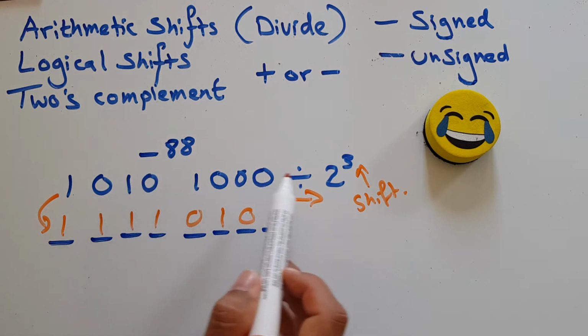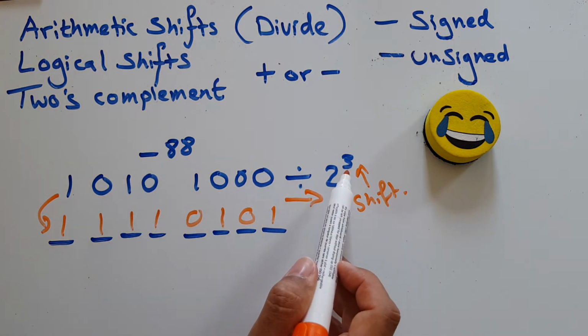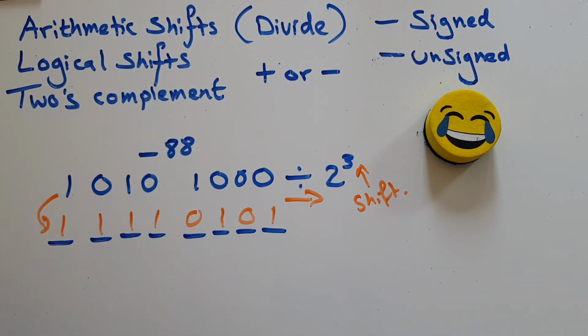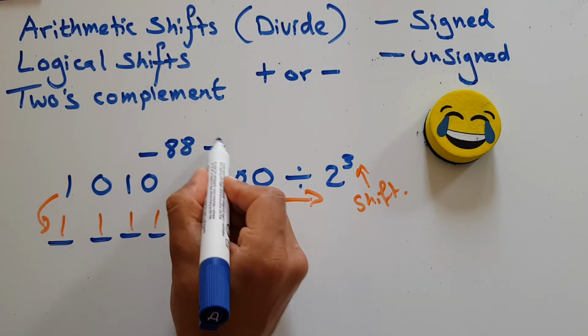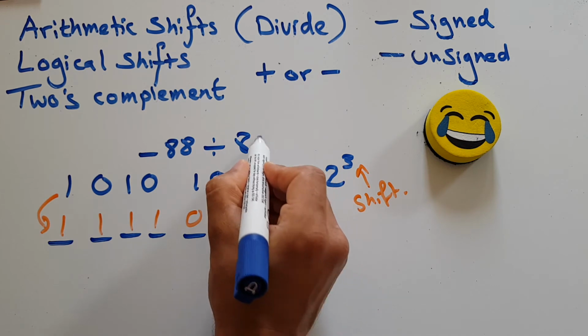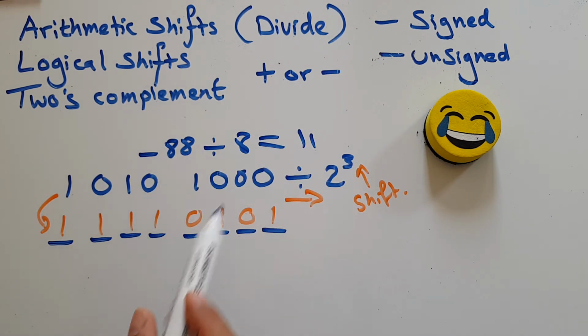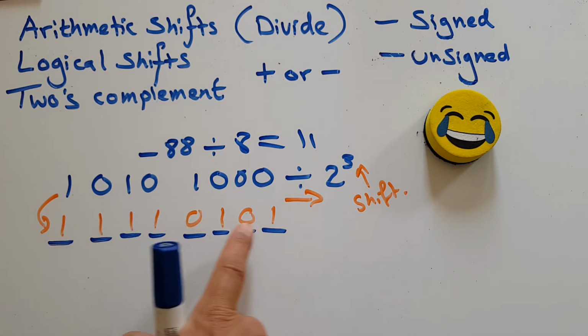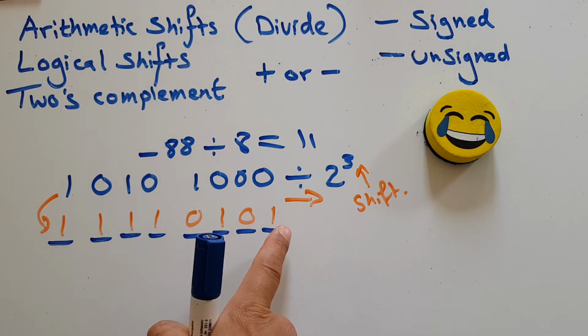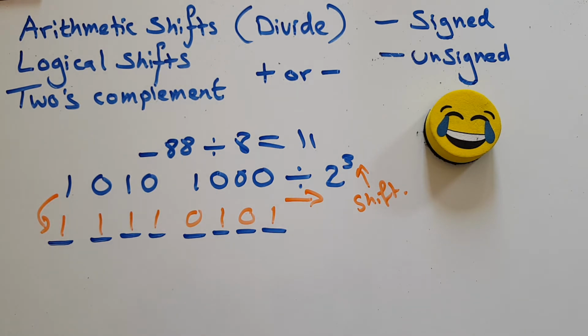Minus 88 divided by 2 to the 3. Well, what's 2 to the 3? 2 to the 3 is 8. So minus 88 divided by 8 should equal minus 11. If I know my 11 times table, 11 eights are 88. So the question is, is this orange binary indeed the binary for minus 11? Well, let's find out using the 2's complement method.